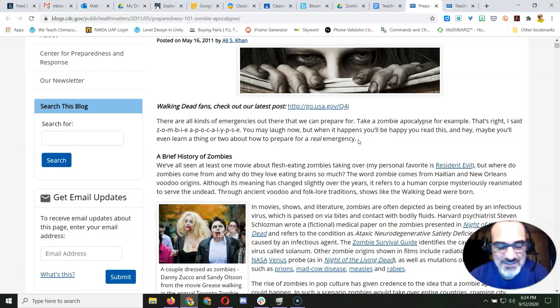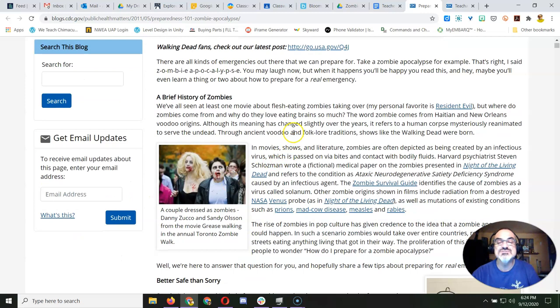So that's the point, folks. It's for real emergencies. Zombies just don't exist, and they're not going to be a thing, so don't worry about that. So this section here has a brief history of zombies, and gives you a link here to Resident Evil, though they have a whole bunch of films on that, and like I mentioned in class, it's based on a game. I think the game came first.